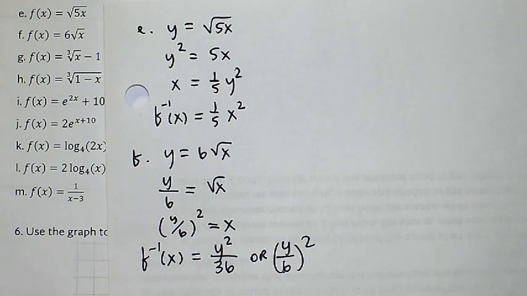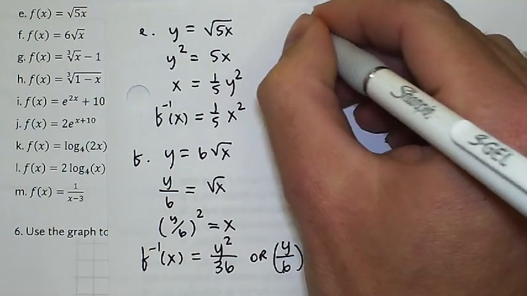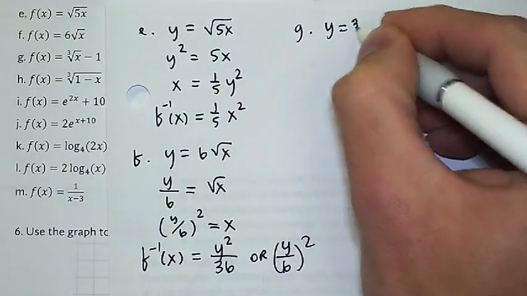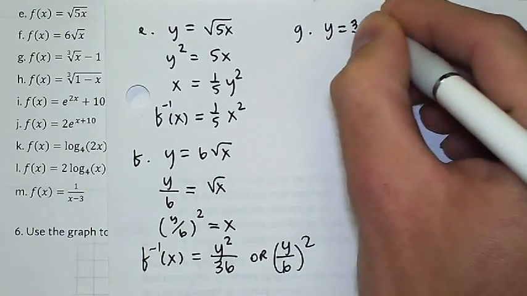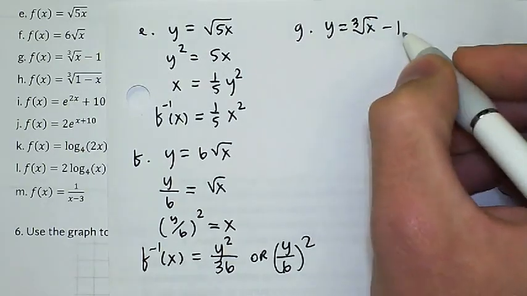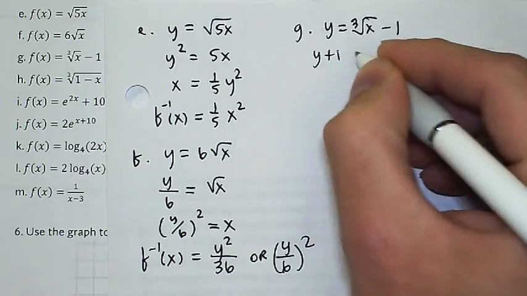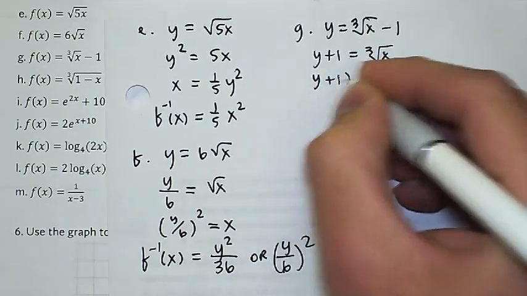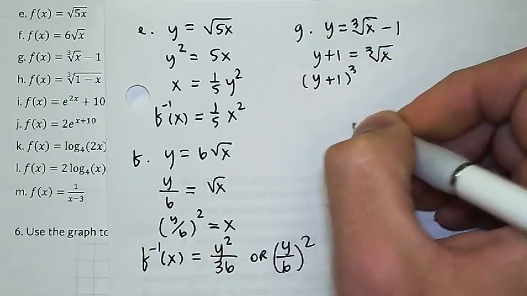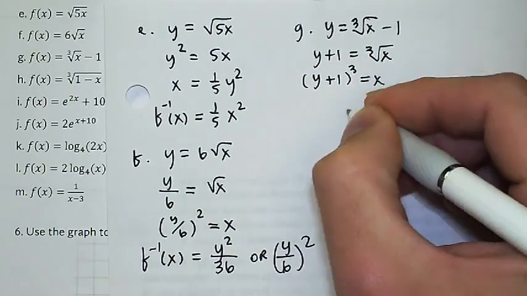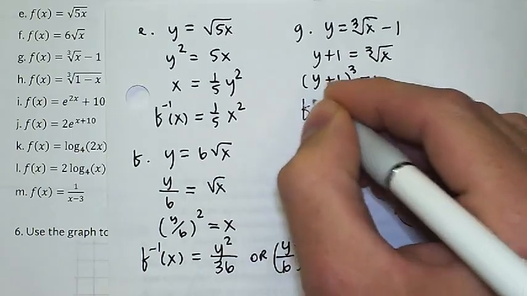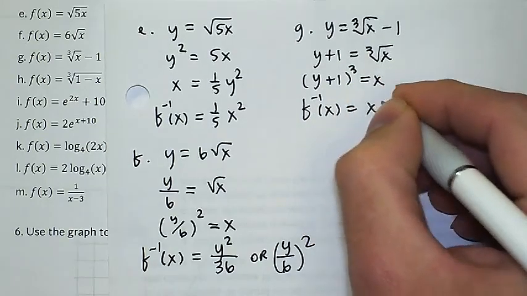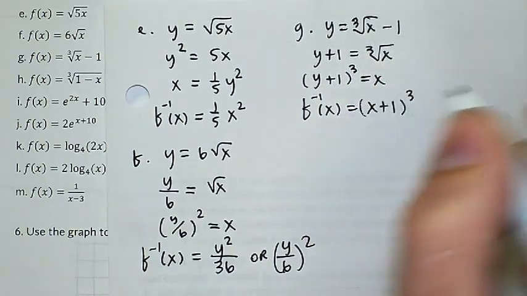Right, G is cube root of x minus 1. Y equals, yep, you can see that, cube root of x minus 1 on the outside. So I got to isolate the radical. I'm going to add the 1 over here. And then I'm going to cube both sides. And although we could go and multiply y plus 1 by itself 3 times, I'm not going to recommend you do that. Okay, because you're not going to be any more right than you would be to just say f inverse of x equals, instead of y plus 1 cubed, x plus 1 cubed.